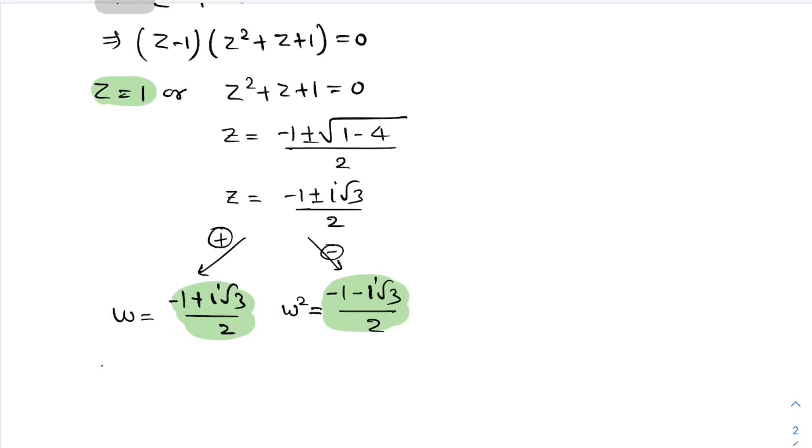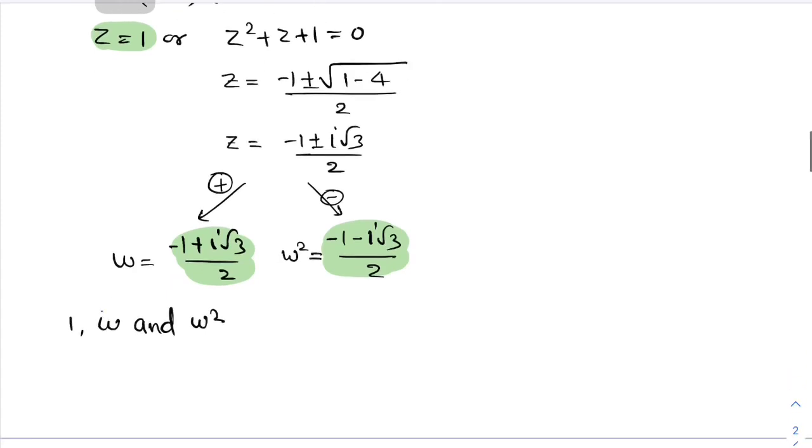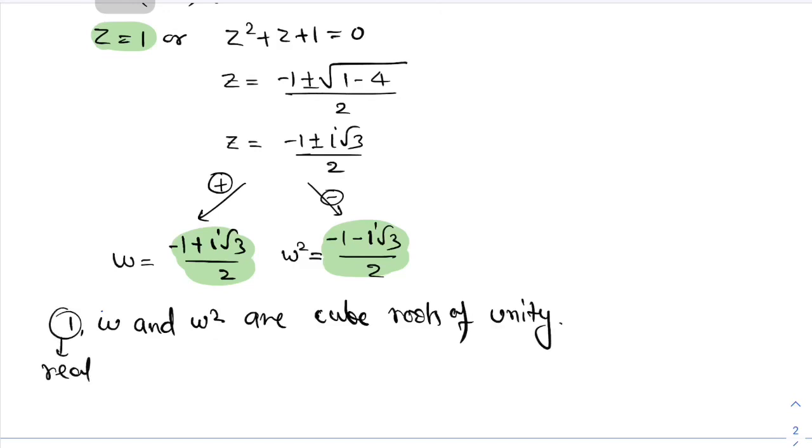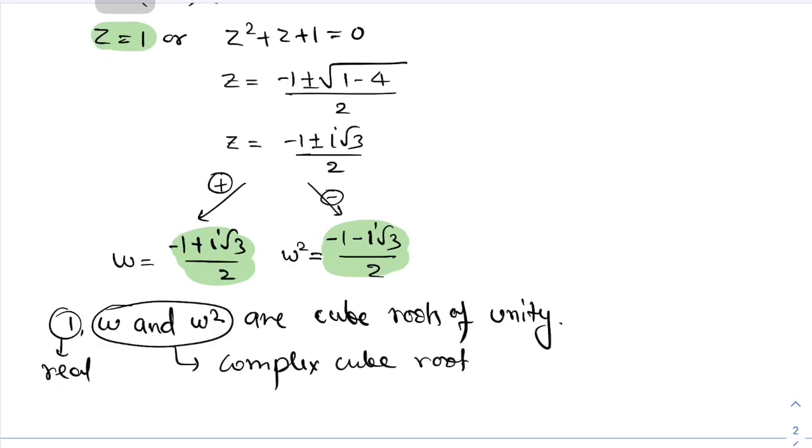So 1, omega and omega square are the cube roots of unity. Obviously 1 is real, and these two, omega and omega square, are the complex cube roots of unity.